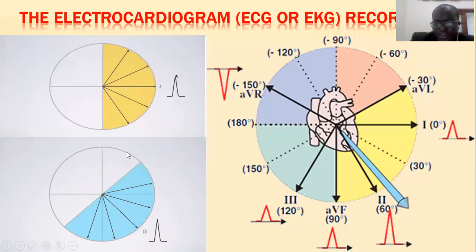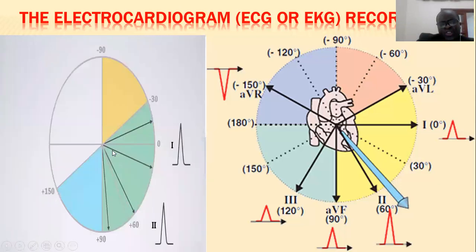So if you combine lead 1 and lead 2, what will happen? If your lead 1 is positive, you're looking at this part of the circle, so your lead 1 will be positive. Then if your lead 2 is also positive, you'll be looking at this part of the circle. Let me just use the colors. For lead 1, you're looking at the yellow color. Then for lead 2, you're looking at the blue color. So the intersection is this dark yellow or dark blue color.